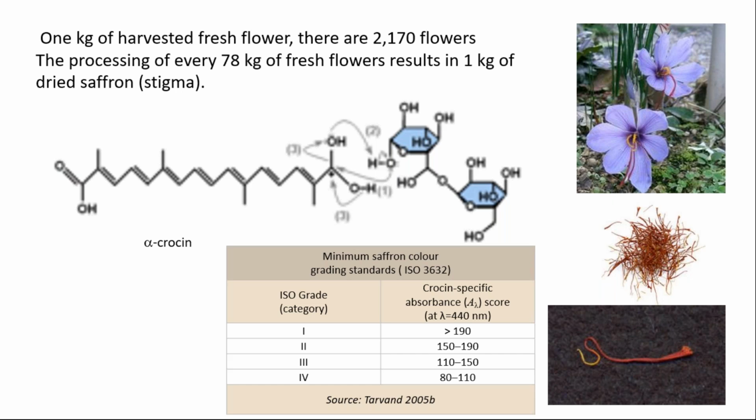Because of the expensive nature of saffron, saffron tends to often get adulterated, where they create artificial saffron strands, or they take maize tendrils, color them with yellow orange, and sell them as saffron.